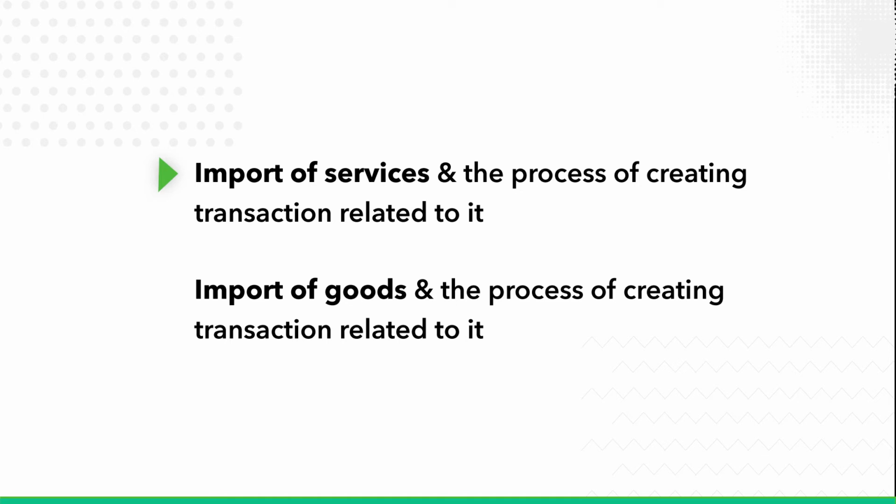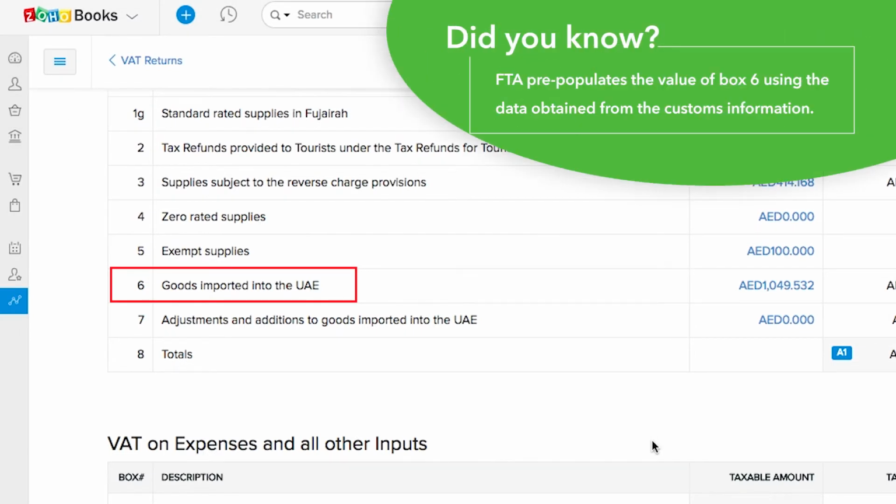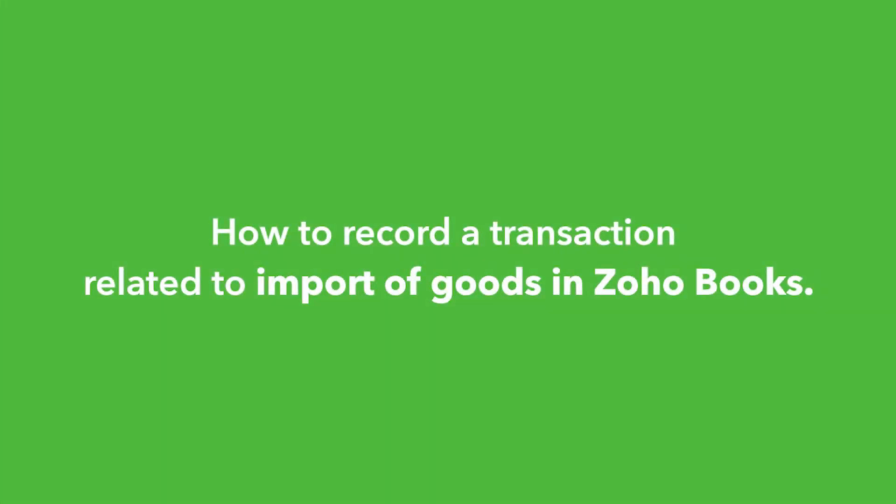Now let's move on to the next topic, which is import of goods. Did you know that the FTA pre-populates the value of box 6 using the data obtained from the customs information? Yeah, you heard it right. The customs information declared while clearing the imported goods will be populated in box 6. Now let me explain the right way to record these transactions in Zoho Books that are related to the customs information and the import of goods.